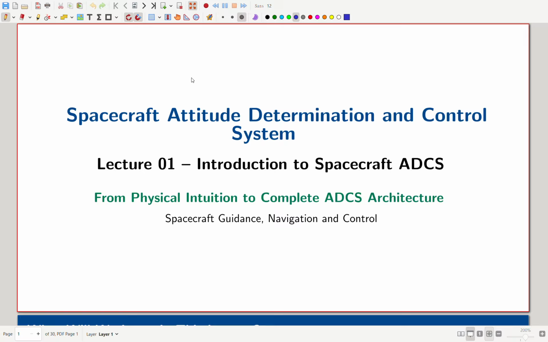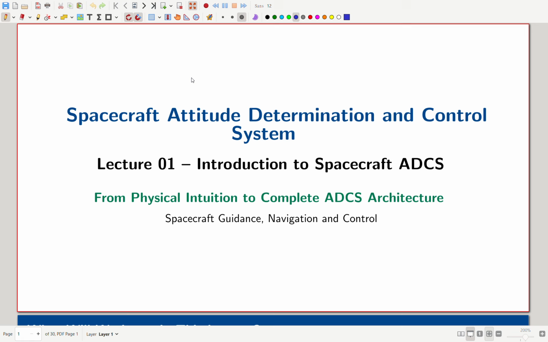Today we are starting a new series related to the spacecraft attitude determination and control system, in short called the ADCS. This series is going to be helpful for those who are working in the spacecraft space sector, especially for GNC, guidance navigation control for spacecraft systems.